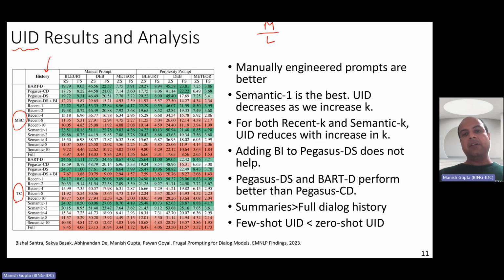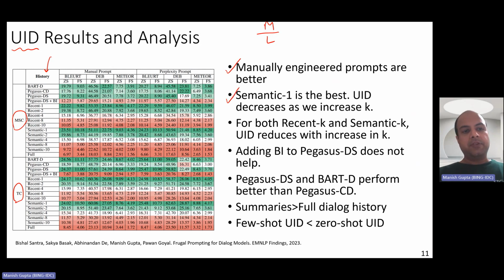So very important, interesting observations here are as follows. Typically, manually engineered prompts are better. So in some cases it may be the other way around, but in general, you would observe that manually engineered prompts typically give you better results compared to perplexity optimized ones. Okay. Semantic one is the best.